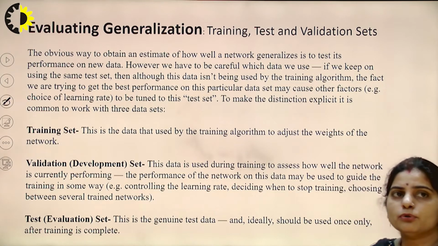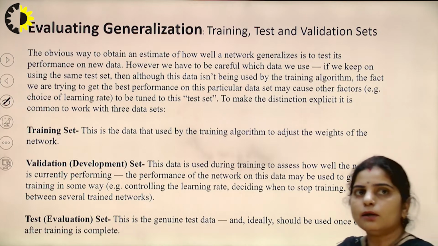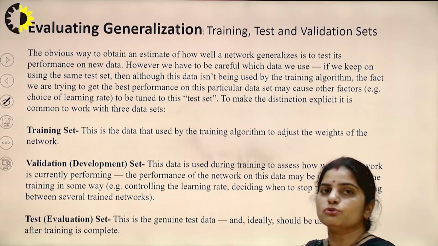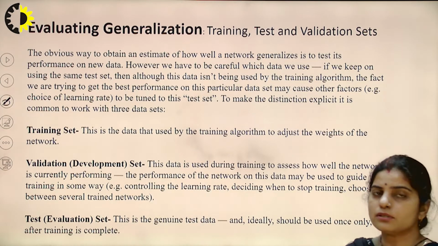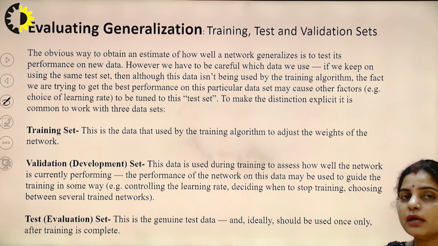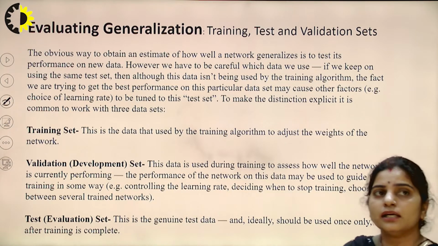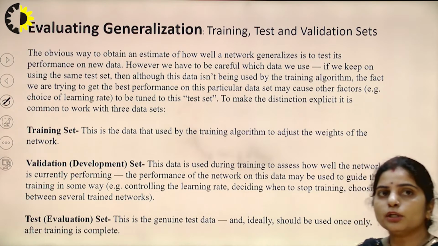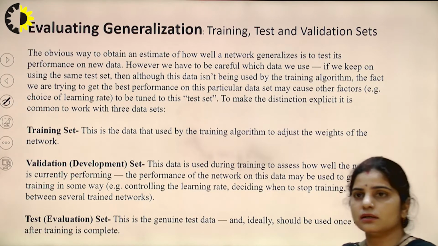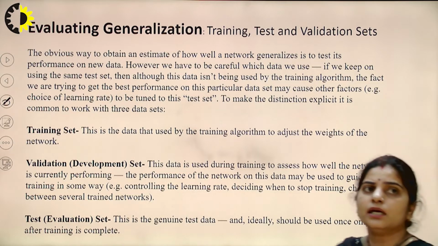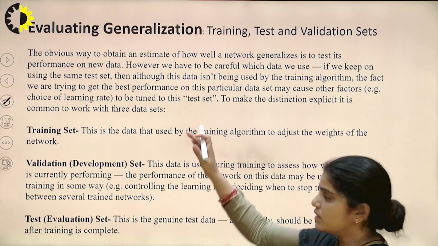So if we keep on using the same test set, then although this data is not being used by the training algorithms, the fact that we are trying to get the best performance on that particular data set may cause other factors, just like the choice of learning rate, to be tuned to this test set.